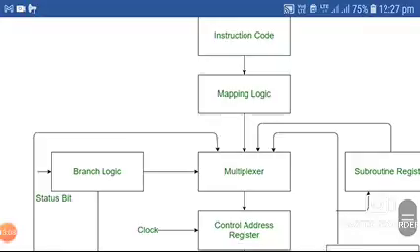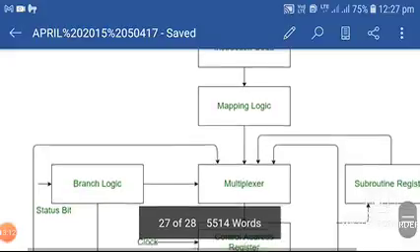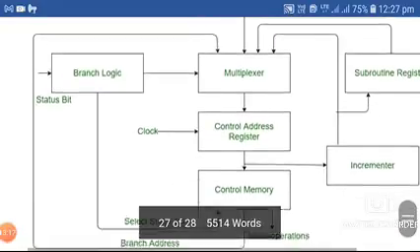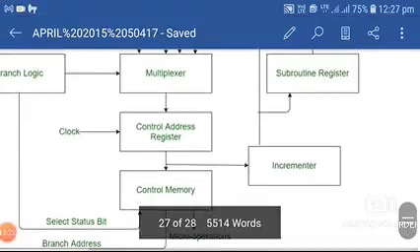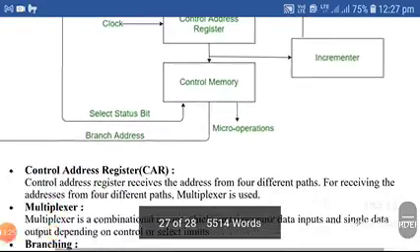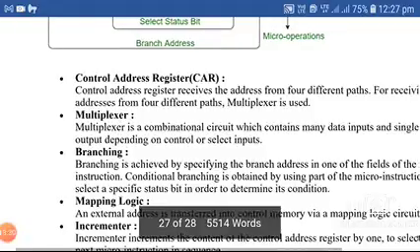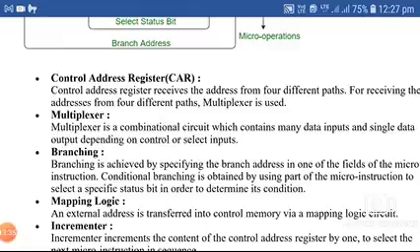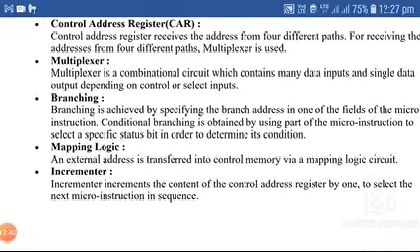So this is a diagrammatical representation of microinstruction sequencing. Here we have instruction code, mapping logic, branch logic, multiplexer, control address register, control memory, subroutine register, and incrementer. Control address register, CAR: the control address register receives the address from 4 different paths. For receiving the address from 4 different paths, a multiplexer is used. A multiplexer is a combinational circuit which has many data inputs and a single data output.